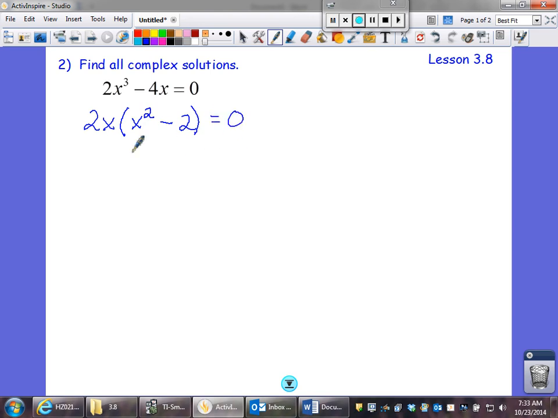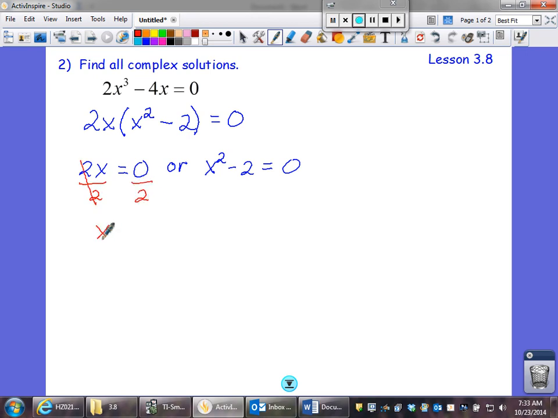According to the zero product property, this 2x right here is multiplying this factor of x squared minus 2, which means we're going to set 2x equal to 0. Or it could also be the factor x squared minus 2 is equal to 0. And therefore, to solve this equation, I'm going to go ahead and change a few colors here. We're going to divide this equation by 2.